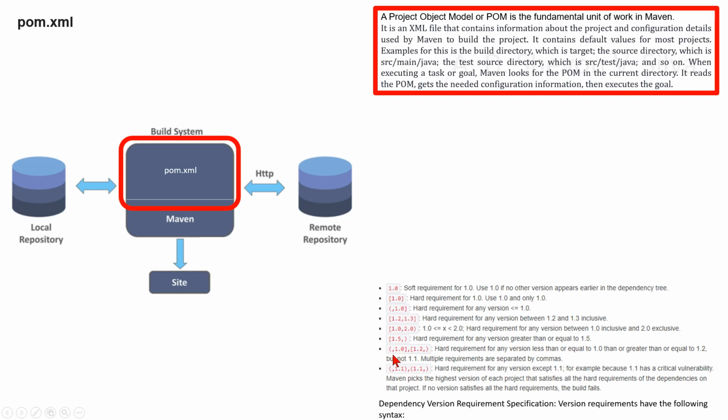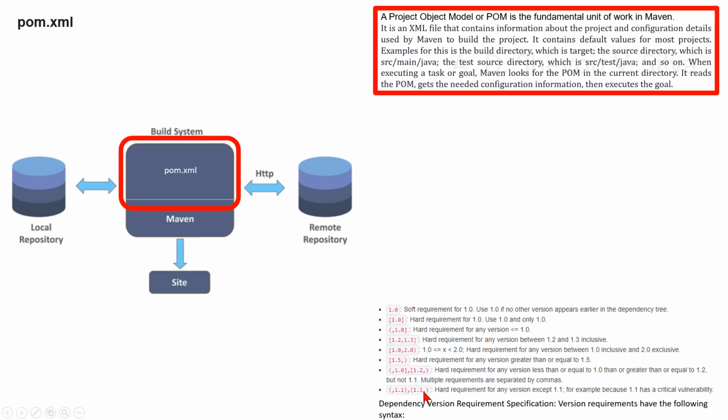Hard requirement for any version less than or equal to 1.0 or greater than or equal to 1.2 but not 1.1. Multiple requirements are separated by commas. Here is the hard requirement for any version except 1.1, for example because 1.1 has a critical vulnerability. Maven picks the highest version of each project that satisfies all the hard requirements of the dependencies on that project. If no version satisfies all the hard requirements, the build fails.